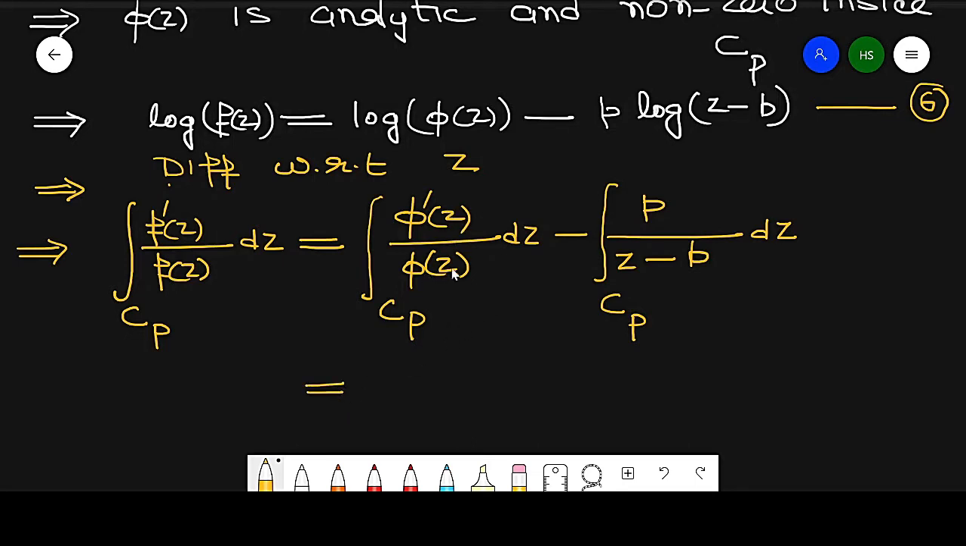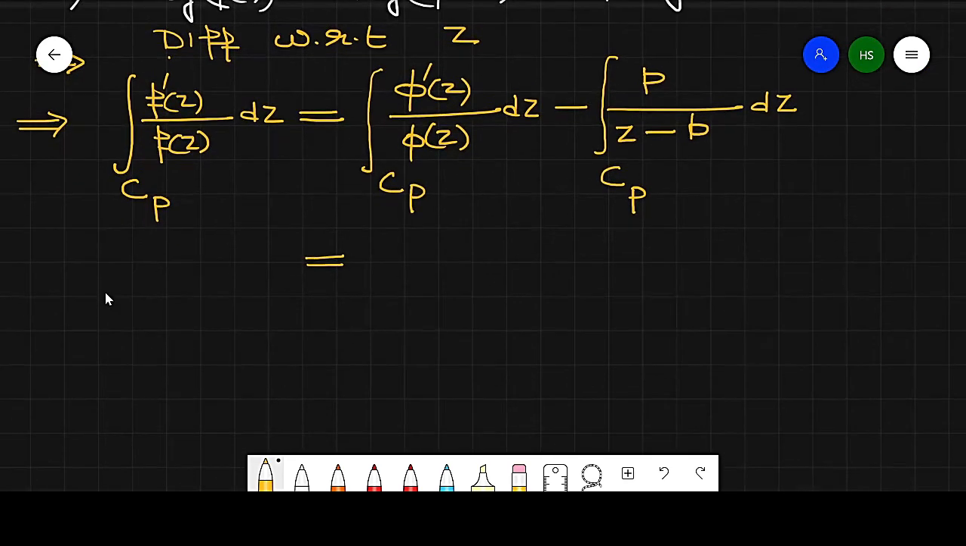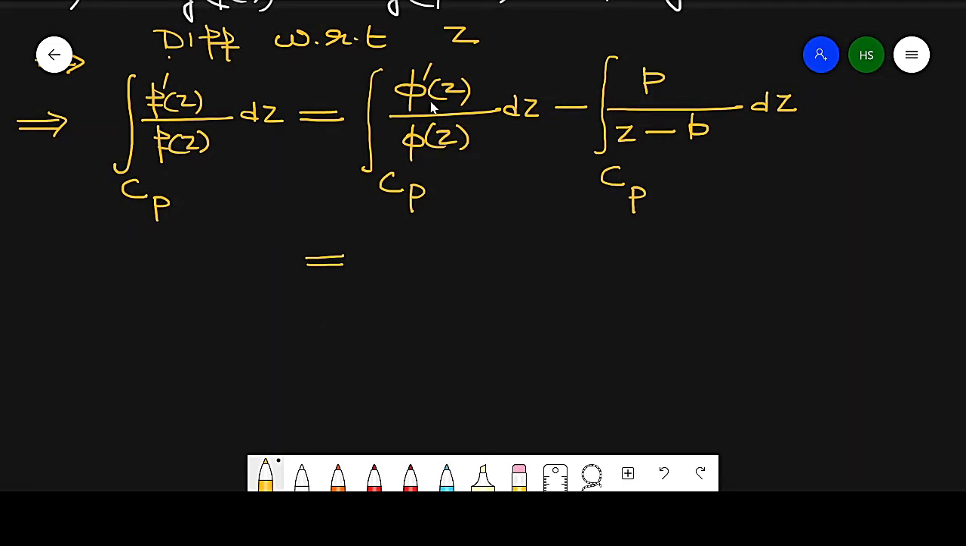Now this function phi z is analytic in the circle Cp. If it is analytic in the circle Cp, then its derivative is also analytic. So this total function is analytic in the Cp. Then by Cauchy theorem, the integration around Cp is equal to 0. What is the reason? The reason is this total function is analytic within and on a circle Cp. By Cauchy theorem, this integration is equal to 0.